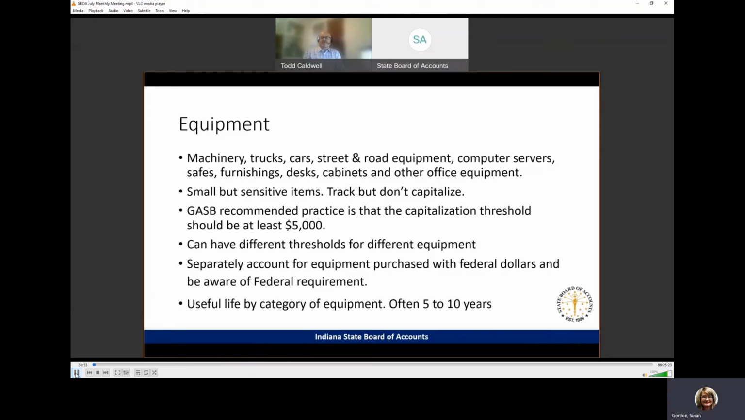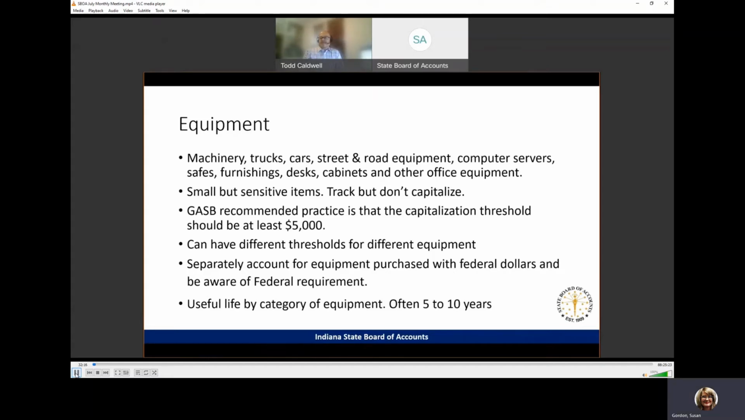Again, I mentioned earlier, if there are smaller items that are at a higher risk of misappropriation, like electronics or smaller types of tools, you want to use an inventory system to track and account for them to ensure that they're not walking off. But this would not be part of your capital assets. That's these smaller items below your threshold.